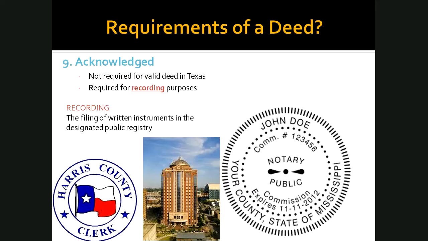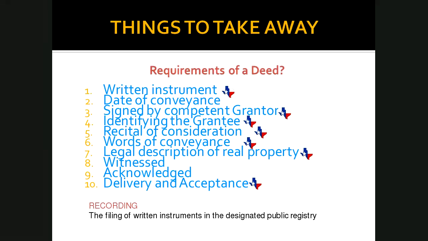We're going to go in depth, but you need to get familiar with the term recording early on so that way you know what we're talking about when we get there. So to record a document in the public records, it does have to be acknowledged or notarized, but it doesn't need to be acknowledged to be valid between buyer and seller or grantor and grantee. So that will wrap up the requirements of a deed in chapter 8. So make sure you know which ones are required in Texas if you live here, and know what recording is.